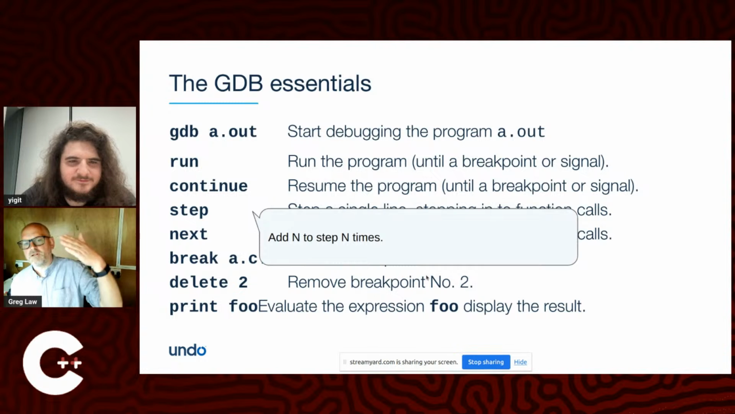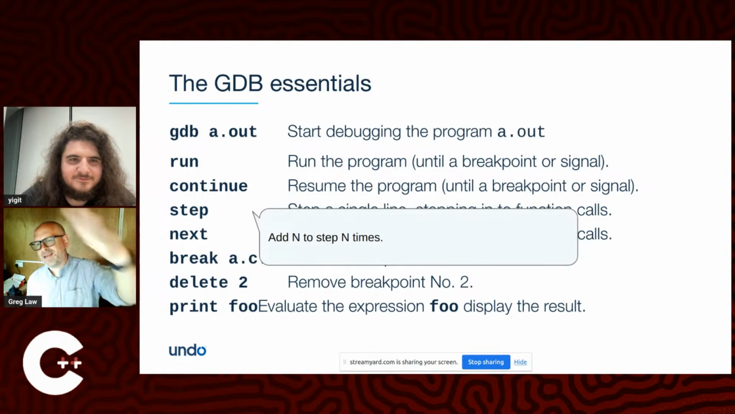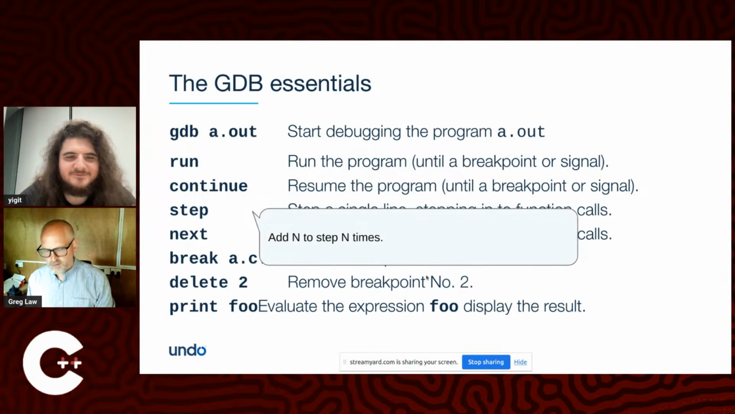Or I can add an argument to step or to next, and it will step or next that many times. So if I say step 10, it will step forwards 10 lines of code, obviously stepping into functions. Next 10 will step forwards 10, stepping over function calls.